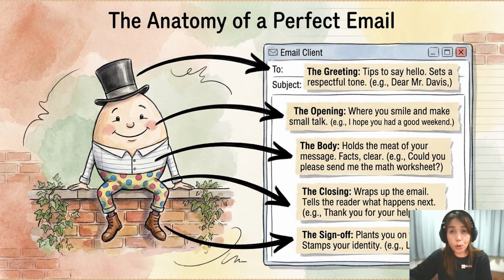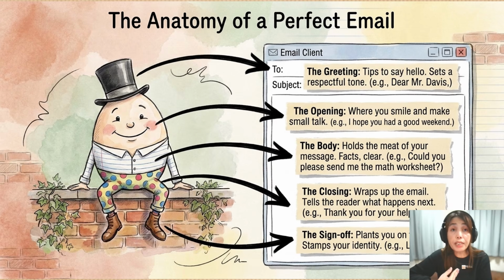Let us look more closely at the anatomy of the email. The head represents the greeting. It sits at the top and politely addresses the reader. For example, Dear Mr. Davis. The smile represents the opening. It creates a warm beginning such as, I hope you are well.